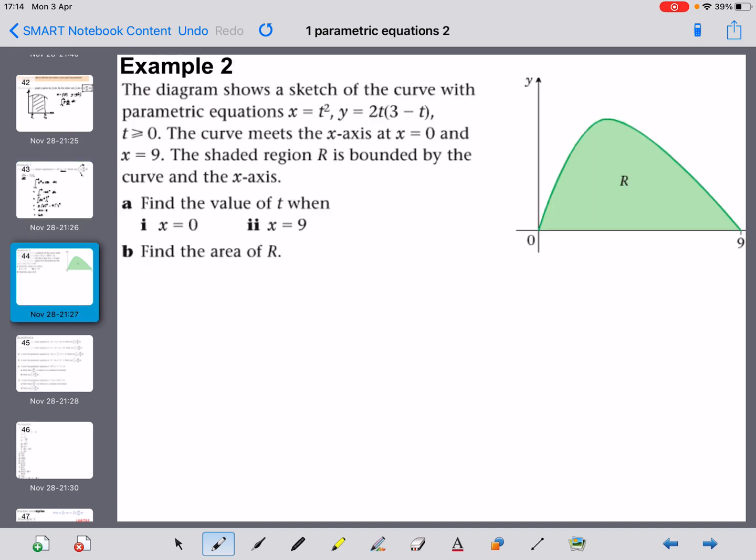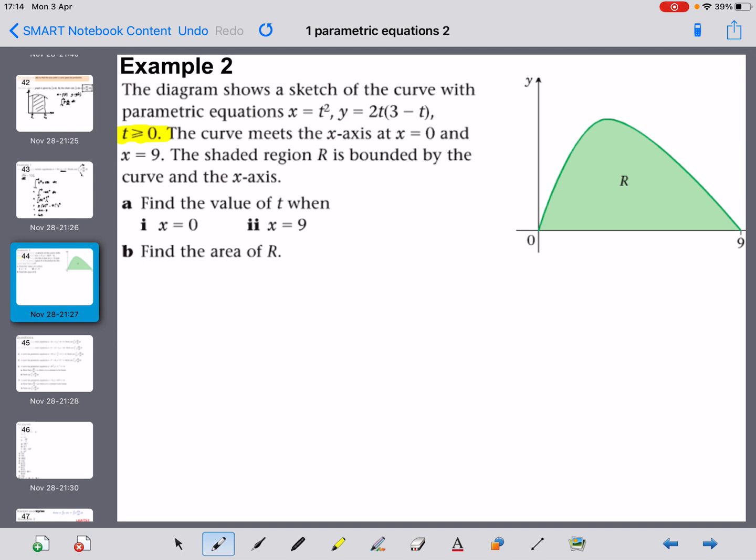Okay, let's have a look at the next one. The diagram shows a sketch of the curve with parametric equations x equals t squared, y equals 2t(3 minus t). For the domain of the parameter, t is greater than or equal to 0, so pay attention to that. The curve meets the x-axis at x equals 0 and x equals 9. The shaded region R is bound by the curve and the x-axis. Find the value of t when x equals 0 and x equals 9, and then find the area of R.